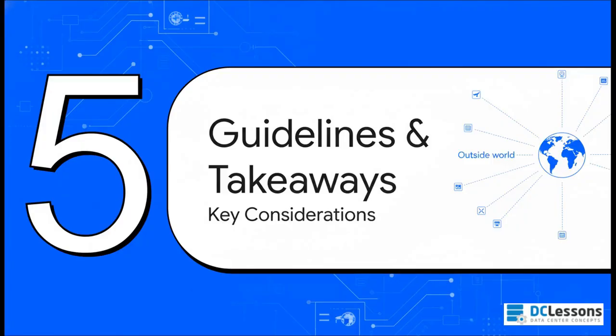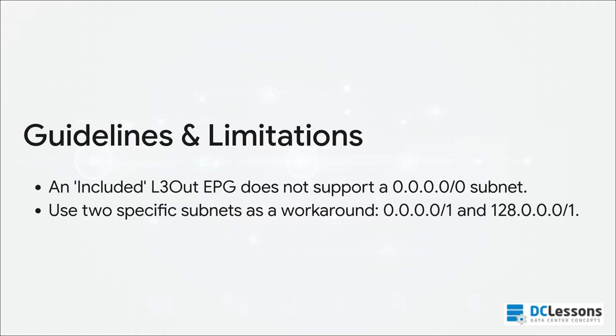Okay, before you get excited and run off to implement this, there is one really crucial guideline you have to be aware of. This is especially important if you're planning on using this with an EPG that connects to the outside world, like your internet connection. Here it is, the most important gotcha to remember. If you have an L3 out, that's your connection to an external network, and you put its EPG into the included group, you can't use a standard quad 0 default route. It just plain won't work. The official workaround, as you can see right here, is to use 0.0.0.0/1 and 128.0.0.0/1 subnets instead. It looks a little funny, but together, those two subnets cover the entire internet and achieve the same goal.